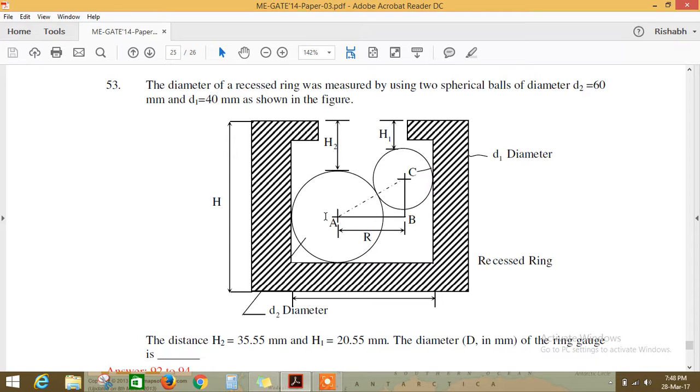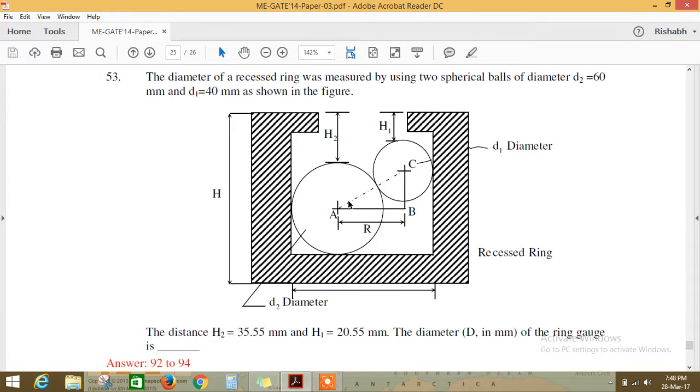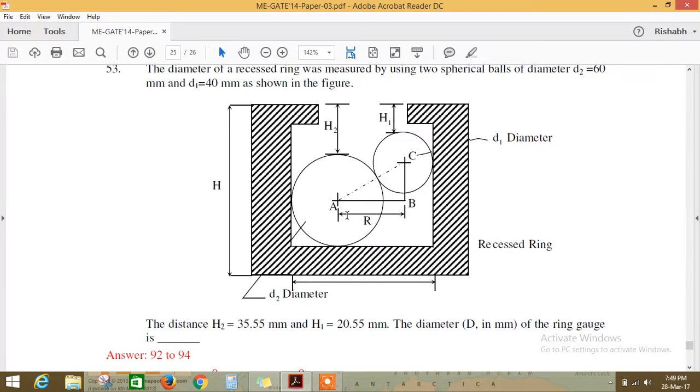The diameter is the radius of the bigger ball plus AB plus the radius of the smaller ball. So you have to find out AB. AB is the square root of AC square minus BC square. It's very simple. AC we know is R1 plus R2, and you have to find out BC. How can you find out BC? H minus H1 minus R1. So you can easily derive this.